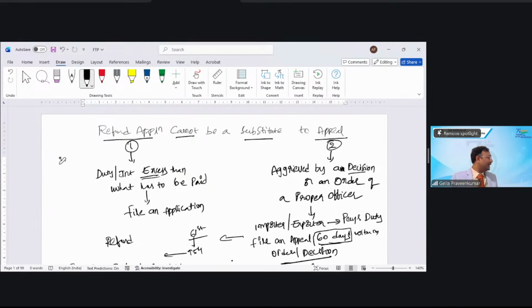So this is a background for this particular statement. Let me know, students, if you have understood this concept. If you have understood, we'll come back to our foreign trade policy.